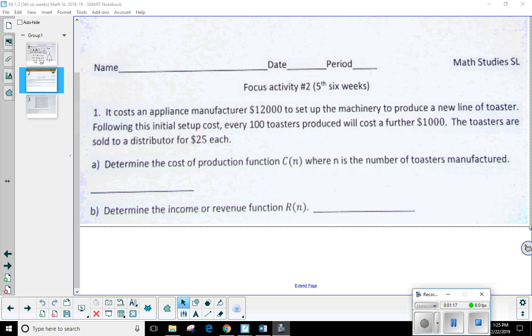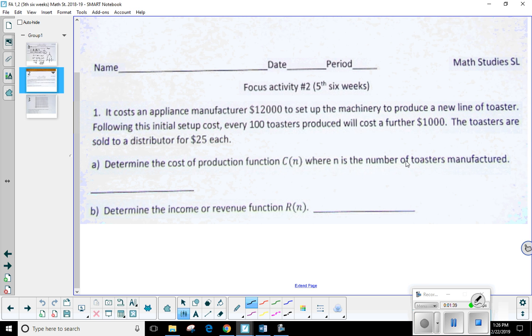All right, so let's see what we got here. Focus activity number 2. It costs an appliance manufacturer $12,000 to set up the machinery to produce a new line of toaster. Following this initial setup cost, every 100 toasters produced will cost a further $1,000. The toasters are sold to a distributor for $25 each. So we're going to be coming up with a couple of different equations here. First up, A, determine the cost of production function C of N, where N is the number of toasters manufactured. So you got to pay for the materials, you got to create the product, all that good stuff.